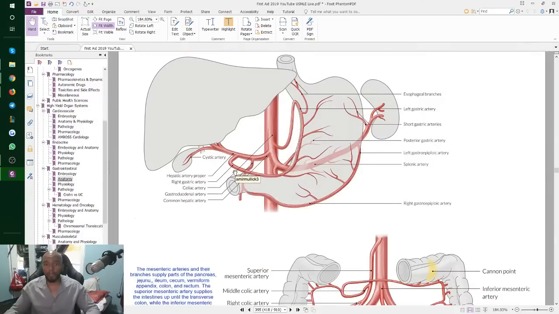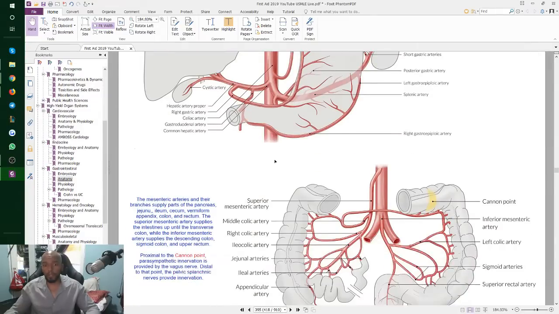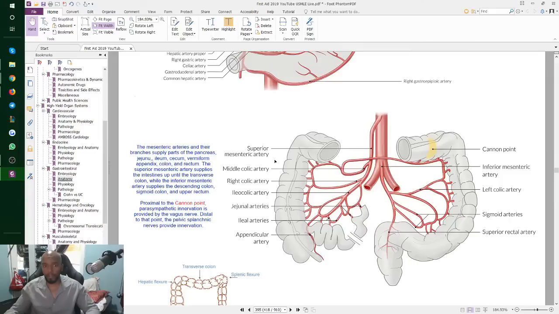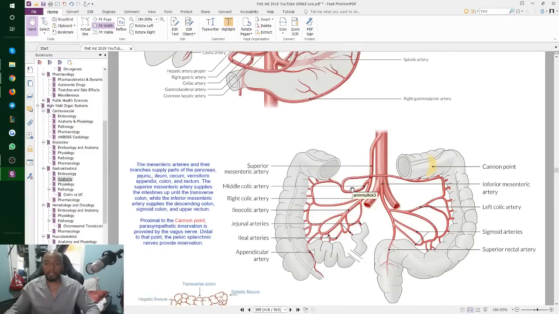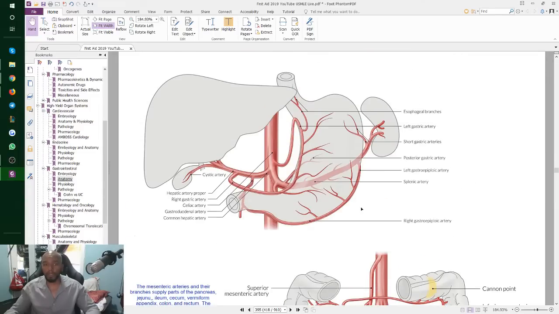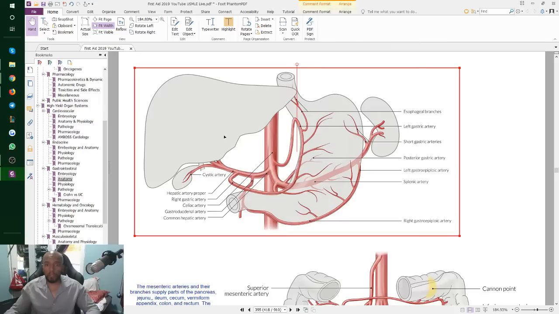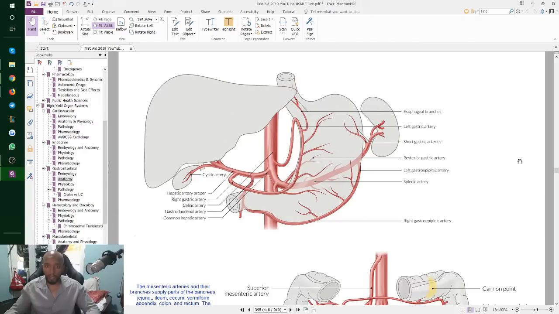Now on the next page I have images from Amboss which show you your superior mesenteric artery and the inferior mesenteric artery. Right? First Aid doesn't show you these guys. First Aid doesn't really go deeply into it. So this we already saw. This is the same thing. Your celiac trunk, blood supply to everything. Right? That we've gotten down.